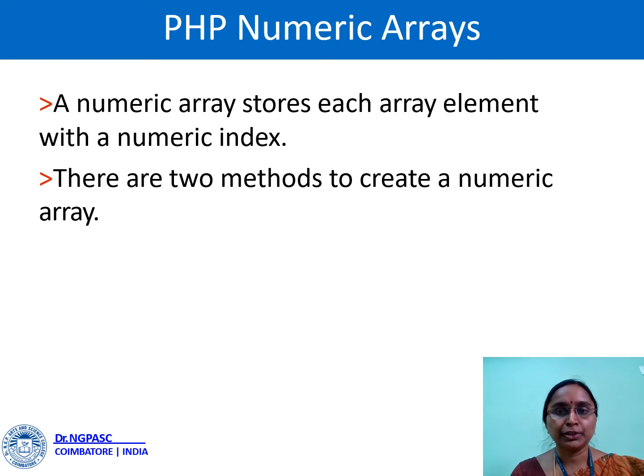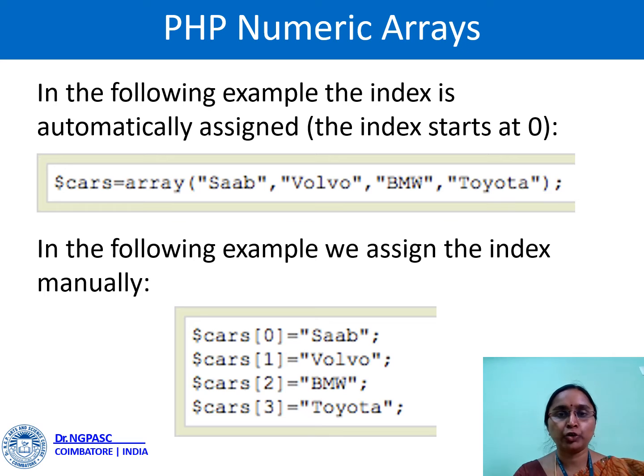First we consider the numeric array. It stores each array element with a numeric index. There are two methods to create a numeric array. Consider the example where the index is automatically assigned. We already know that the array always starts with index 0. So here we need not mention the index value, because it is automatically assigned to the array elements.